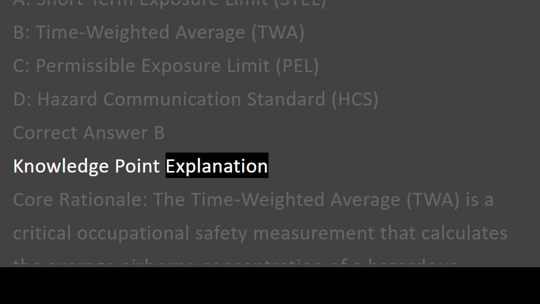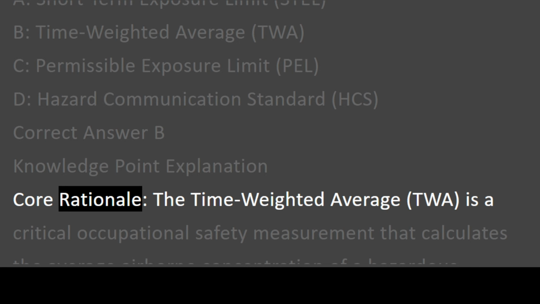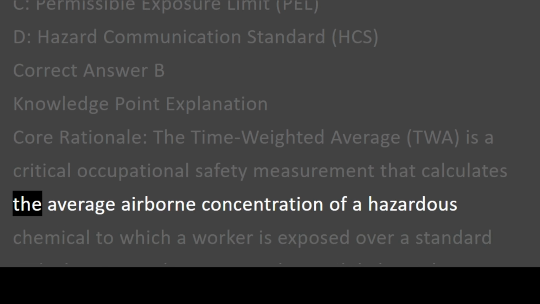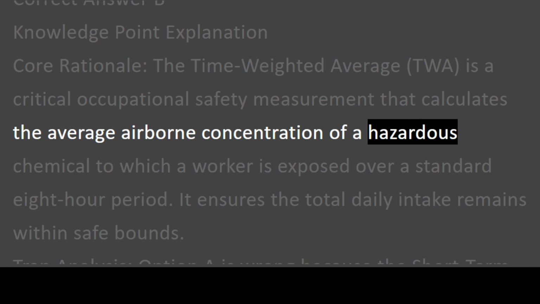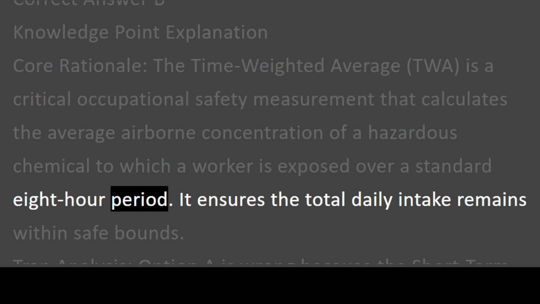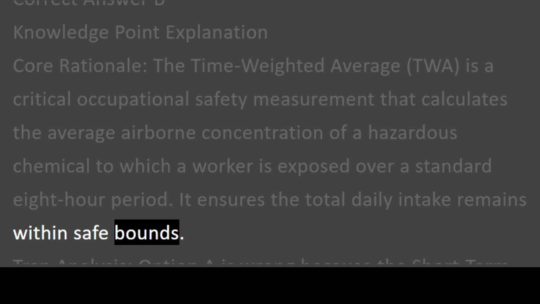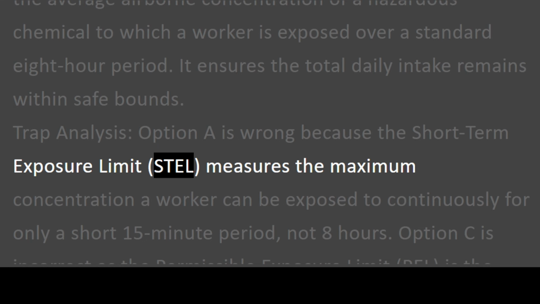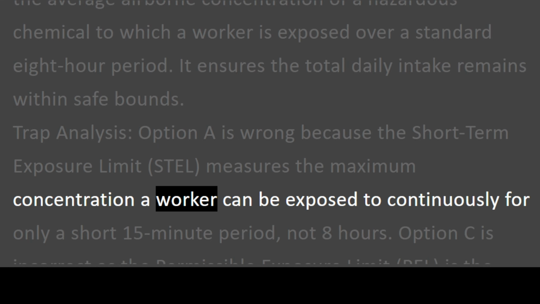Knowledge point explanation. Core rationale. The time-weighted average, TWA, is a critical occupational safety measurement that calculates the average airborne concentration of a hazardous chemical to which a worker is exposed over a standard 8-hour period. It ensures the total daily intake remains within safe bounds. Trap analysis.